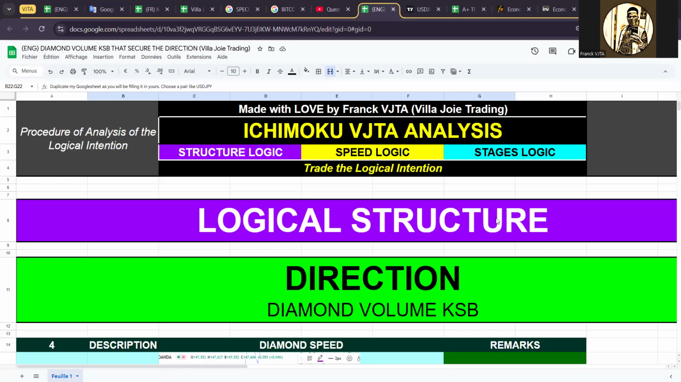The direction, the logical structure, the structure logic. I don't even know why I call it logical structure. I should have left it like this, structure logic. Anyway, let me just leave it where I started.